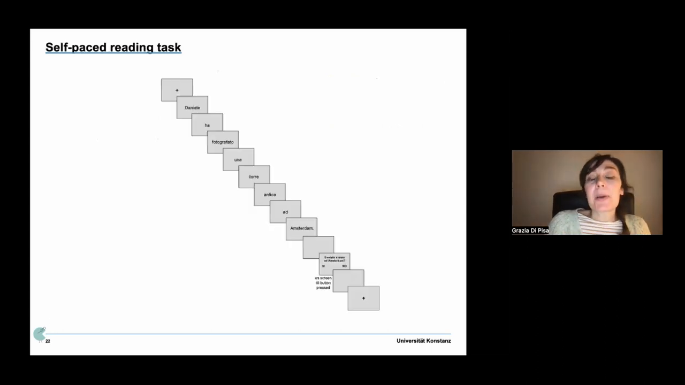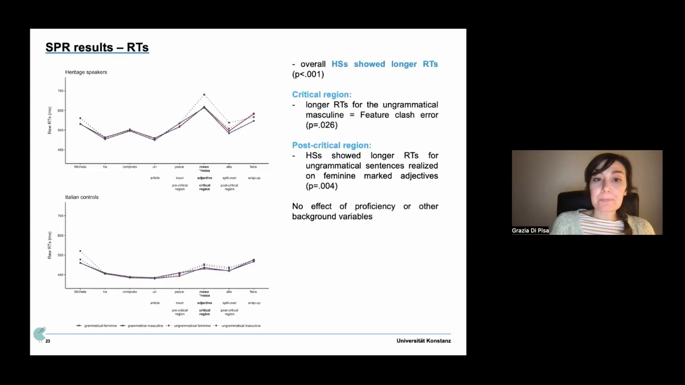So this is the self-paced reading task. Basically the participants were seeing a full sentence word by word in the center of the screen, and they could press the space bar to move forward in the sentence. And then after 35% of the sentences, they also had a comprehension question, and this was done to keep them attentive during the task. And so these are the results.